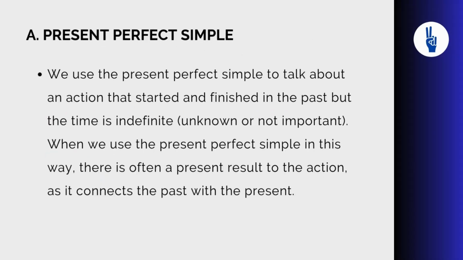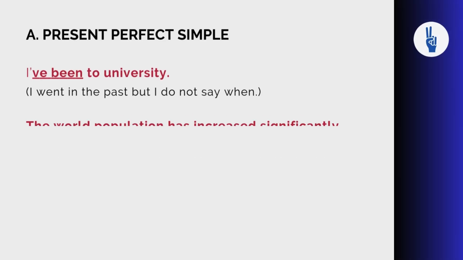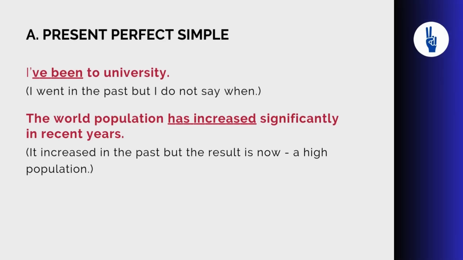We use the present perfect simple to talk about an action that started and finished in the past but the time is indefinite, unknown or not important. When we use the present perfect simple in this way, there is often a present result to the action, as it connects the past with the present. Take a look at these examples. I've been to university, which means I went in the past but I do not say when. The world population has increased significantly in recent years. This means that it increased in the past but the result is now a high population.